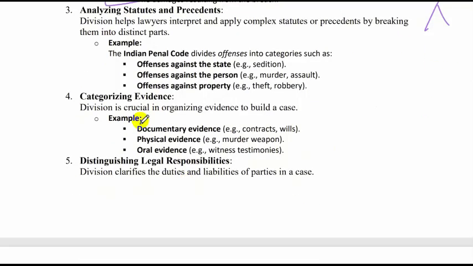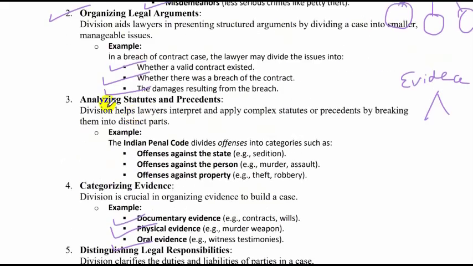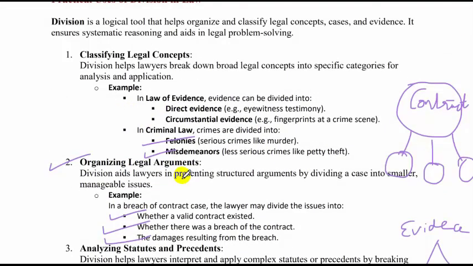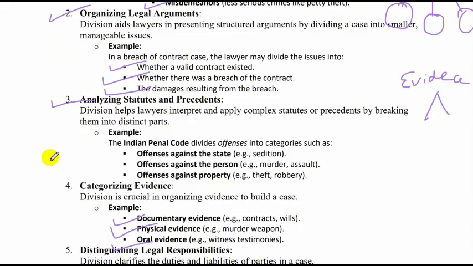Categorizing evidence. Division is crucial in organizing evidence to build a case. For example, documentary evidence like contracts, wills, physical evidence like murder weapons, oral evidence like witness testimonies. So we are categorizing evidence, we are analyzing statutes and precedents by method of division, then organizing the legal arguments, classifying legal concepts. So all these are examples of divisions.